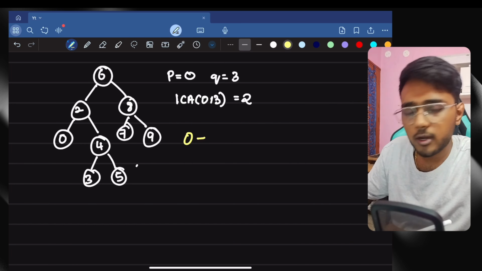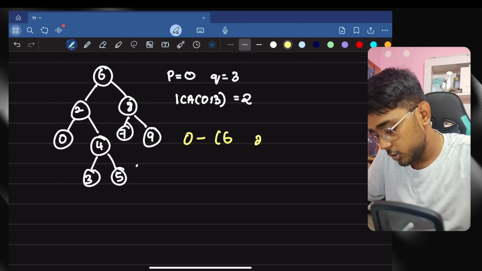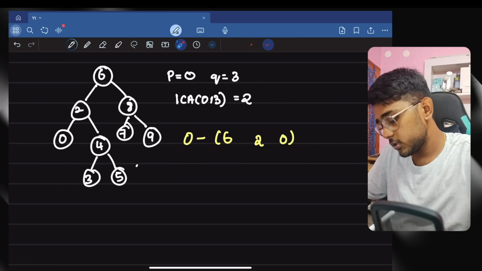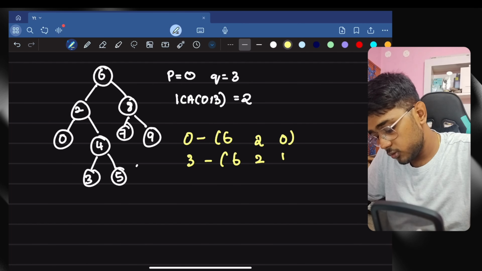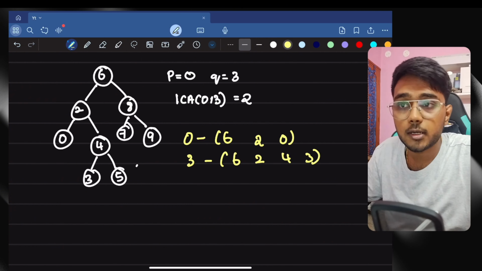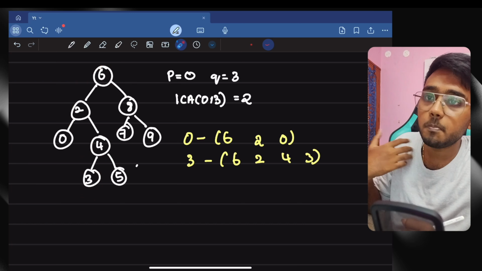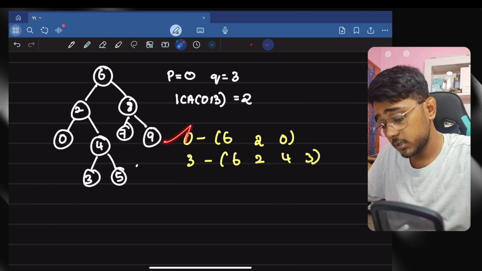Now tell me, guys, what is the path of 0? It's going to be 6, 2 and 0. This is the path of 0, right? So this is how we reach this node. And now for node 3, the path is going to be 6, 2, 4, 3. Am I right? Simple. 6, 2, 4, 3. Now I just return the paths. You can just use DFS or BFS to get these paths.